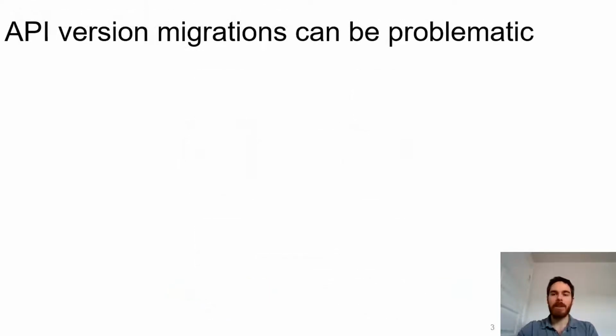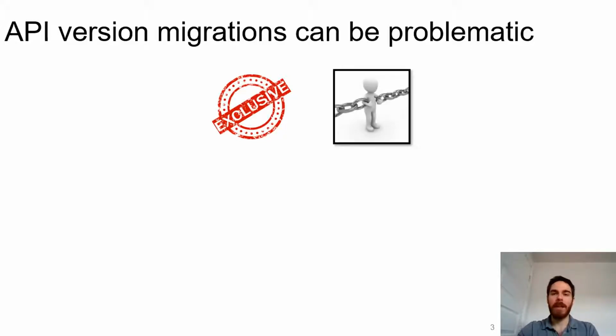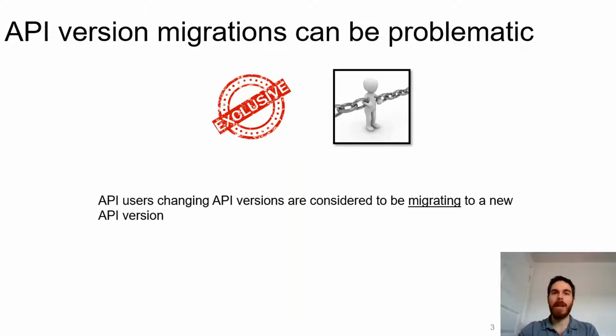API migrations can be problematic. Users can migrate or change from one version to another because they want exclusive features that are only available in the newest version, or maybe they're tied to specific functionality like security APIs that need to be migrated to the newest version to keep working. But anyway, when we are talking about API migrations, what we're talking about is API users changing from one version to another.